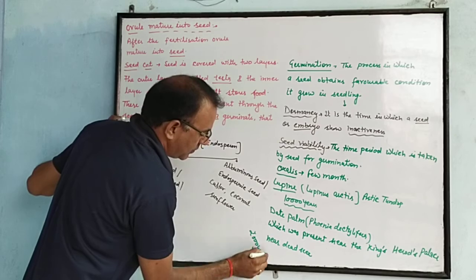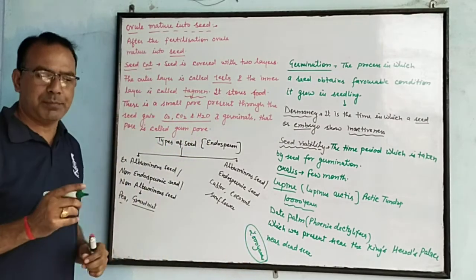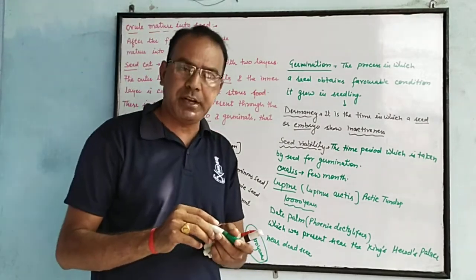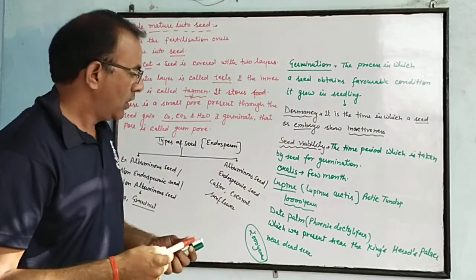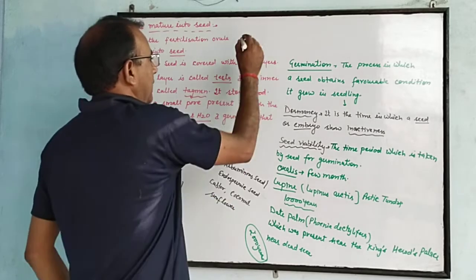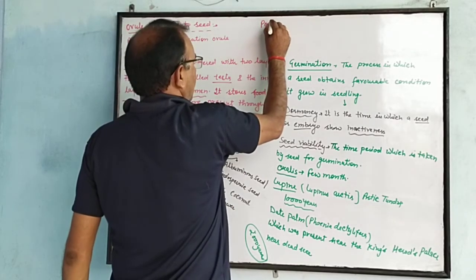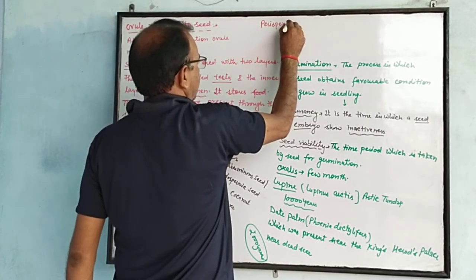So we can say that seed viability means the time period taken by the seed for germination, and it is different in different types of plants. One more definition: what is a perispermic seed?